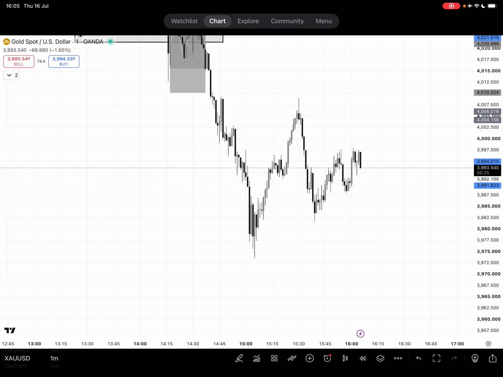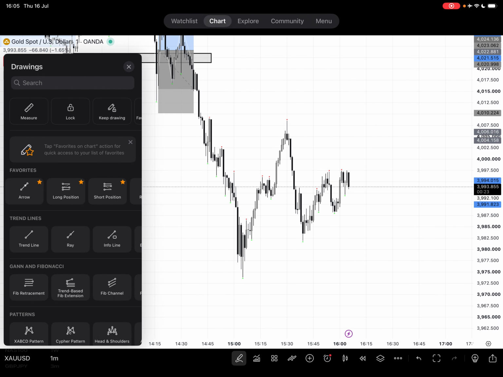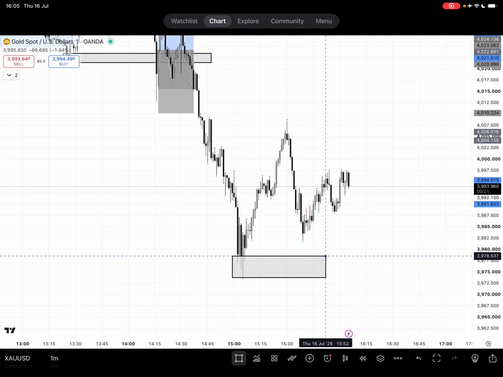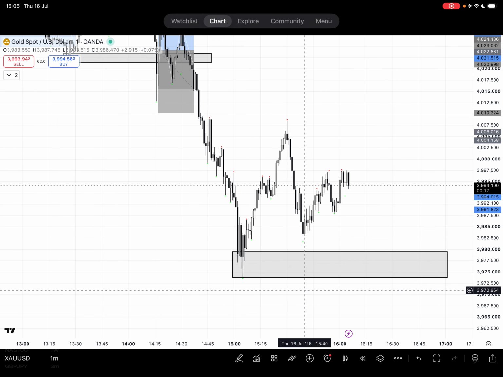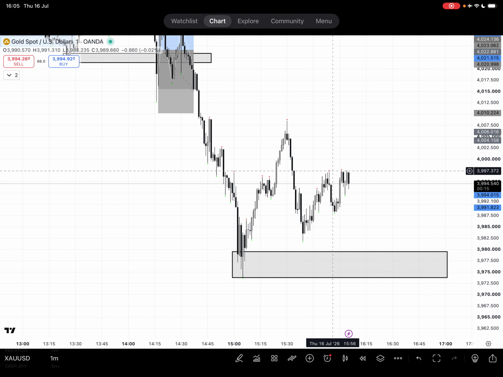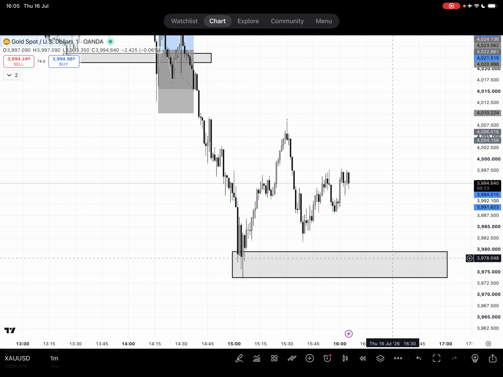We could also, so this is live price right now. We could monitor this level here. When price comes back here, especially if it's in the New York session. So we're in the New York session now. Price will probably come back down here later this evening and then probably head back up.